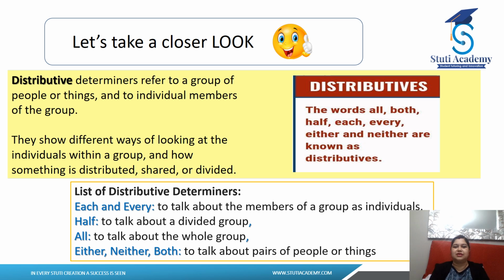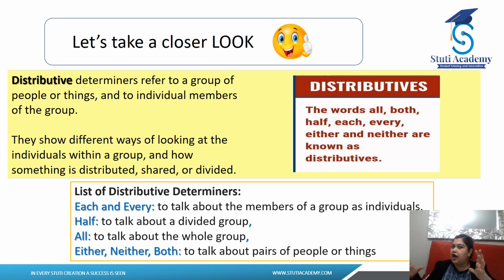Distributive determiners. Distributive determiners refer to a group of people or things, or to individual members of the group. Now, they show different ways of looking at the individuals in the group. Let's have a quick look at these. Now, list of distributive determiners. Each and every, they talk about the members in the group as individuals. Like there is a group of 15 people, but I want to talk about each and every member. So I'm talking about the specific members of the group, each and every.